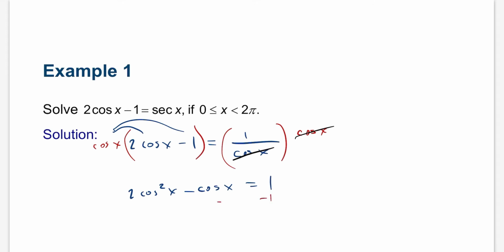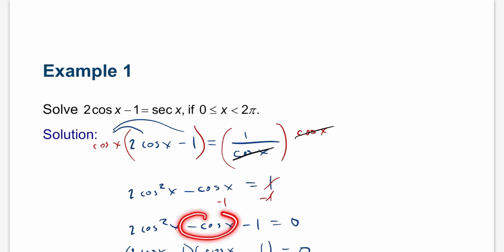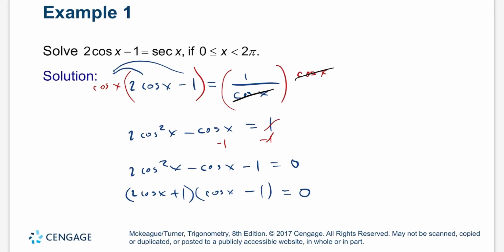Then we subtract 1 over. We get 2 cosine squared x minus cosine x minus 1 equals 0. And then we can factor this equation into, alright, since we need a negative cosine in the middle, that means the outer should be negative to get negative 2, and the inner should be positive to get a positive 1 cosine. Then we set these two factors equal to 0.